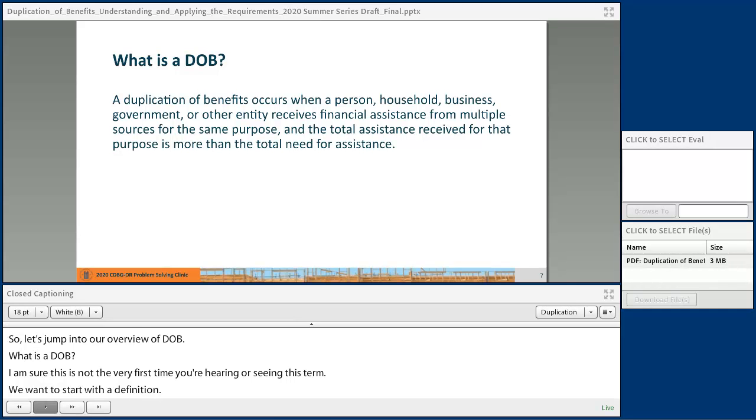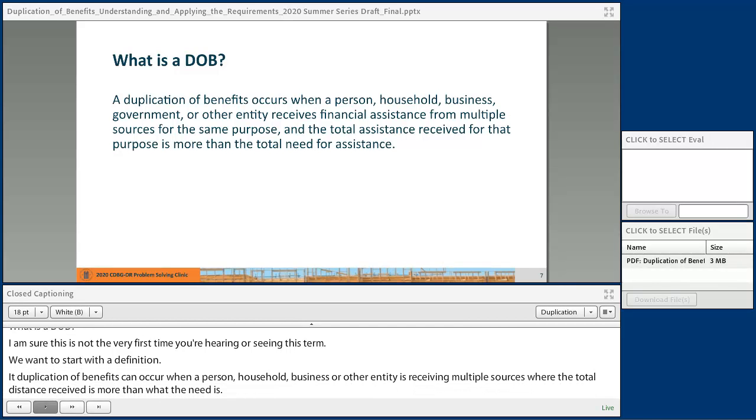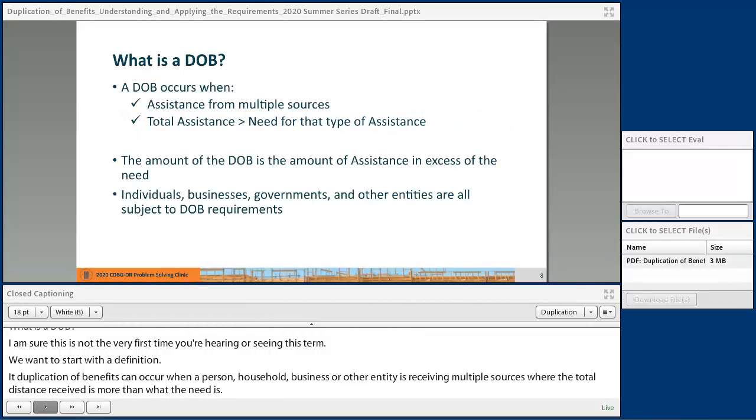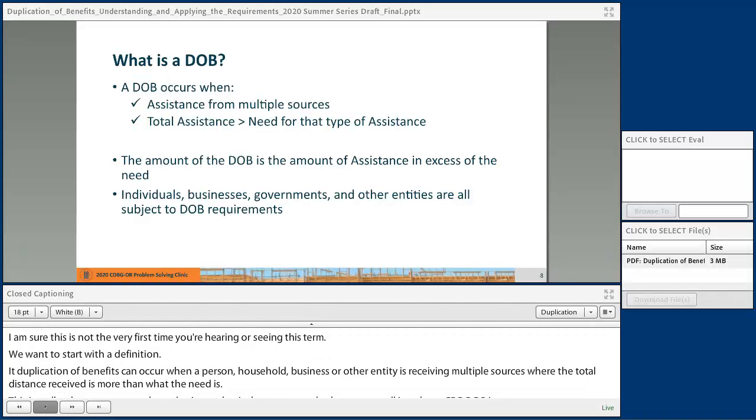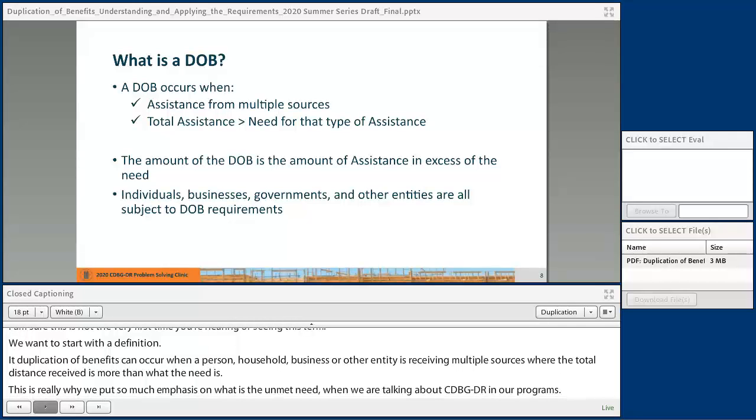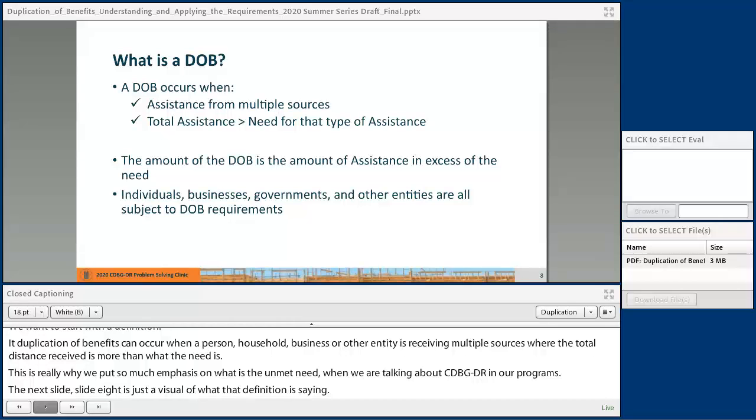And this is really why we put so much emphasis on what the unmet need is when we're talking about CDBG-DR and our programs. This next slide, slide 8, is really just a visual of what that definition is saying. It's showing you DOB can occur when assistance is coming from multiple sources and when the total assistance received is greater than what the need is.